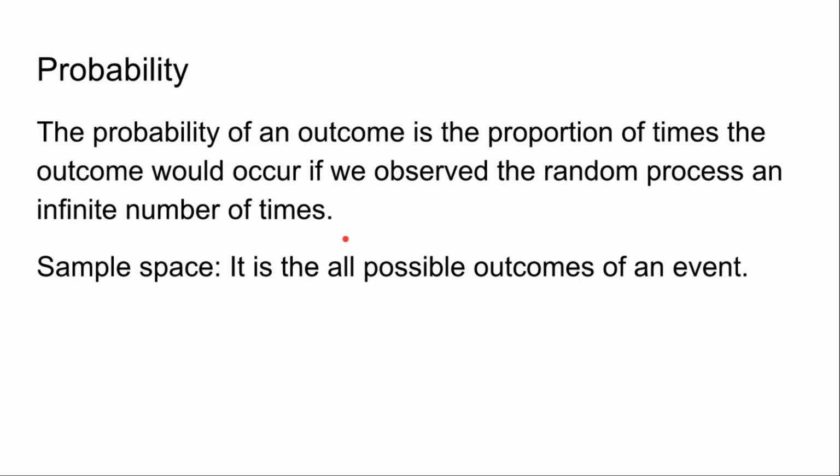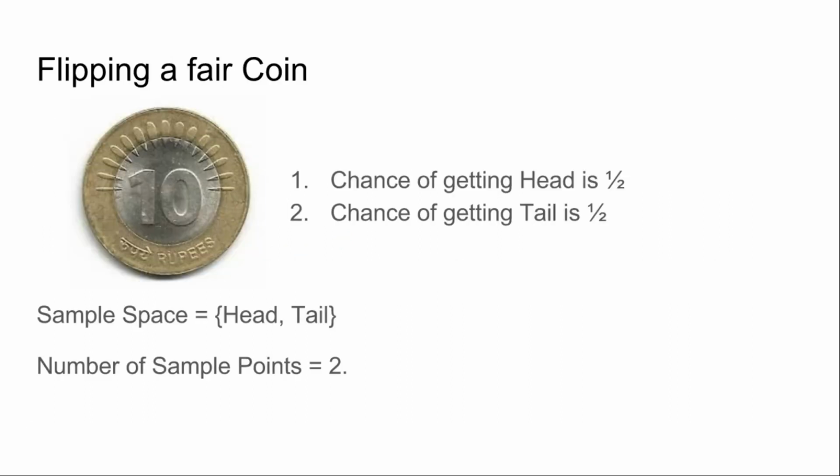Sample space is all possible outcomes of an event. For example, when you flip a coin, we have two sample points, head and tail. So the chance of getting head is 1 by 2, because we have two sample points. If we flip a coin 10 times, then we may get all 10 heads. So we need to go back to the definition again. We need to flip a coin a larger number of times, and only then will we get near to the half.